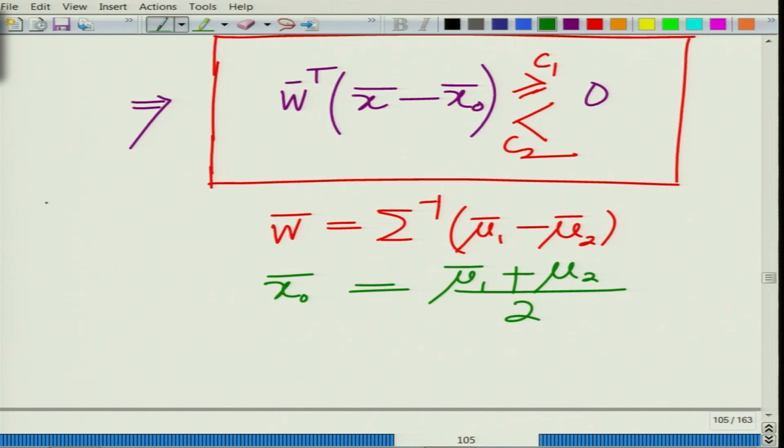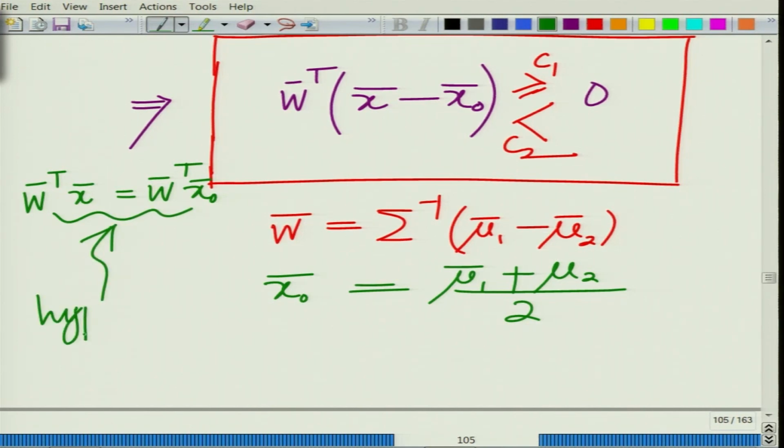So, if you look at W bar transpose x bar equals W bar transpose x naught bar, this is actually a hyperplane, an n-dimensional plane. The set of all vectors that satisfy this is essentially a hyperplane. We are going to look at that.